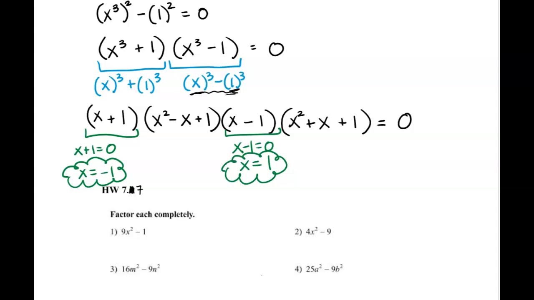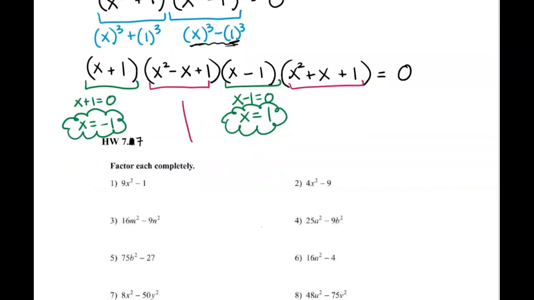Let's find the solutions for x squared minus x plus 1 and x squared plus x plus 1. So we'll do quadratic formula. I'm kind of going to end up writing over the homework here, so ignore that because I write too big.